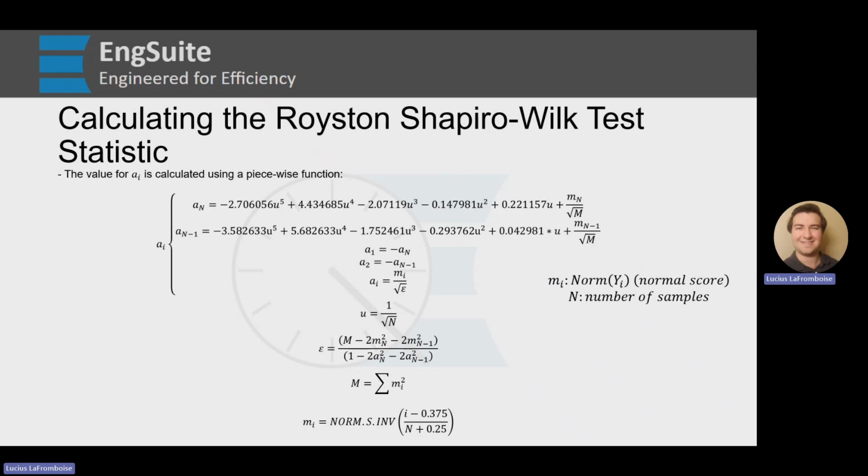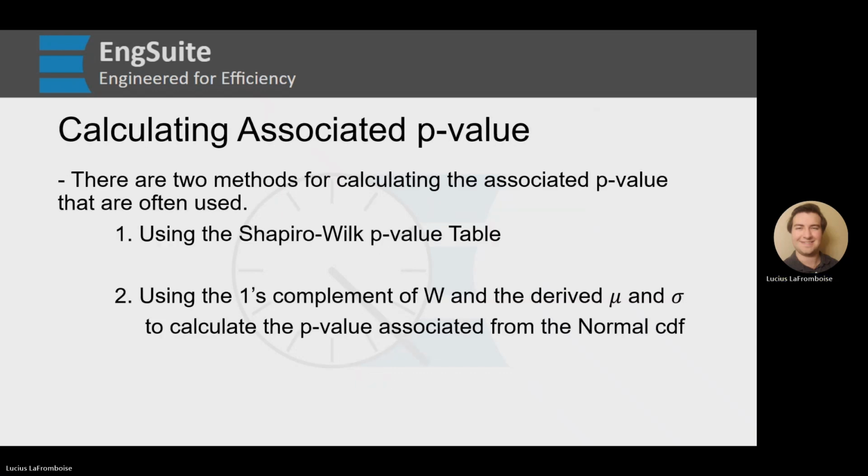So then we would take this array of a_i values, we would get the correlation coefficient with our ordered data, and then we would square that for the W test statistic. But once we have the W test statistic, we want to convert it into a p-value, which can help us assess our hypotheses. If you remember from the Shapiro-Wilk test video that we did, there's two methods of calculating the associated p-value that are often used.